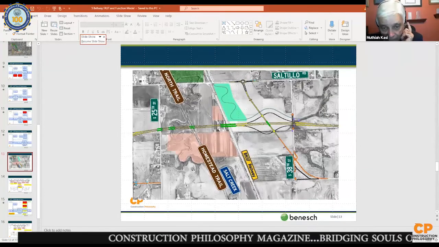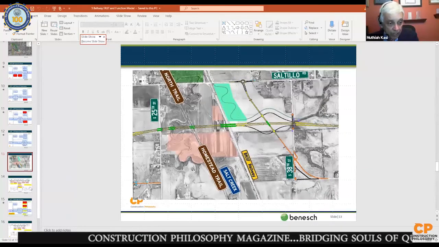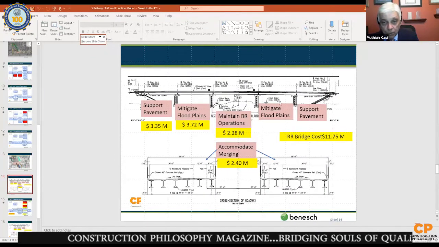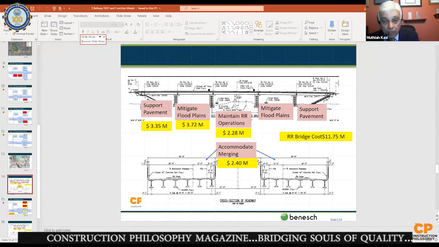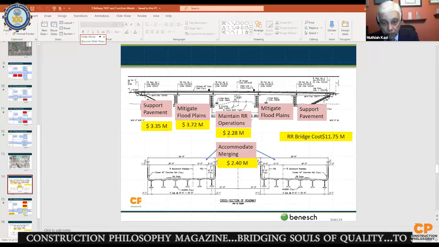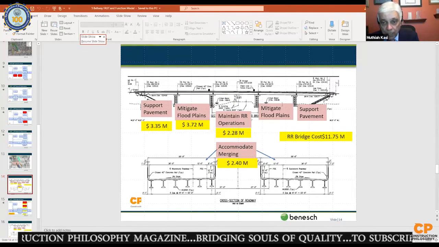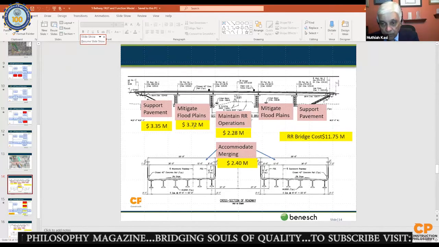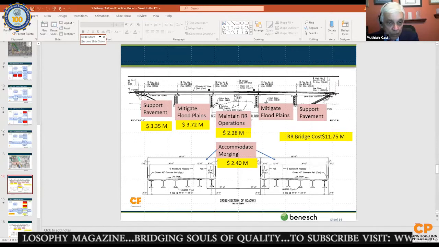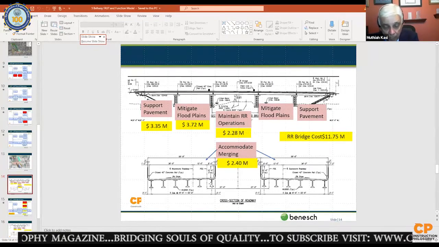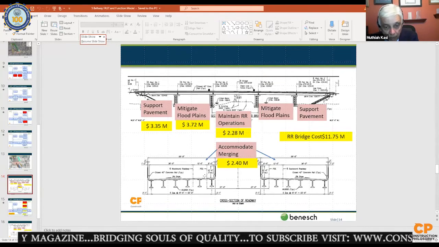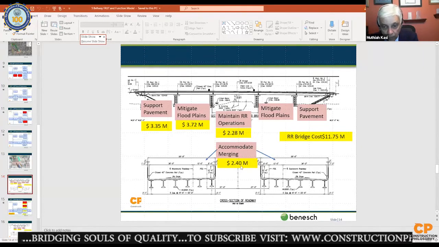So they conservatively overdid that, and they put the bridge in 5 spans. The middle span here maintains the railroad operation at $2.28 million, which is basically the cost of this portion of the bridge. Then to mitigate the floodplain, they used spans on both sides at a cost of 3.72. Then in order to support, you have to have this span. So those are the functions here. Then when you look at the cross section, accommodating that ramp, this is a 2 through lane. They're adding that merging lane at a cost of $2.4 million.